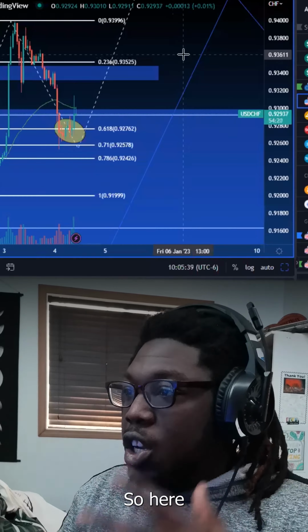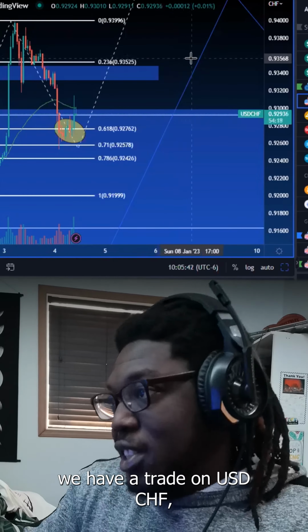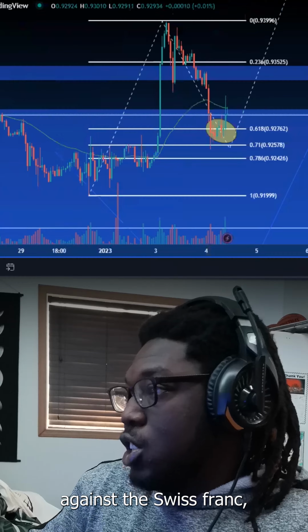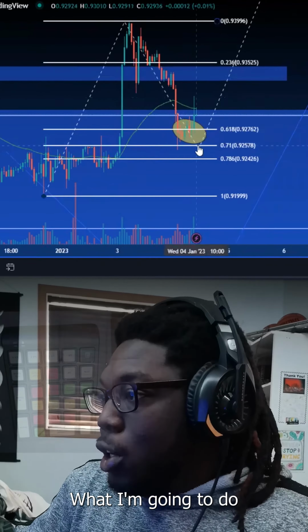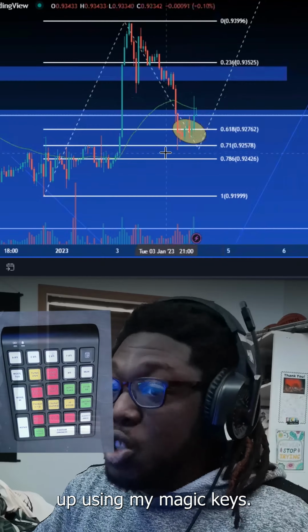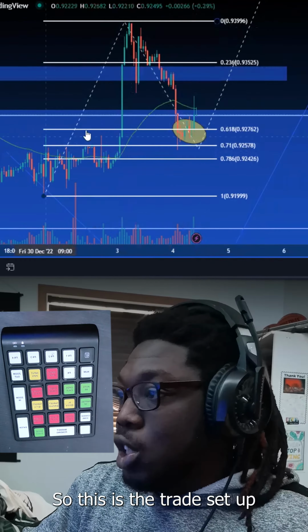Alright guys, so here we have a trade on USDCHF, the US dollar against the Swiss franc, a trade setup that I had talked about on the weekly time frame. What I'm going to do is go ahead and set this trade up using my Magic Keys. So this is the trade setup.